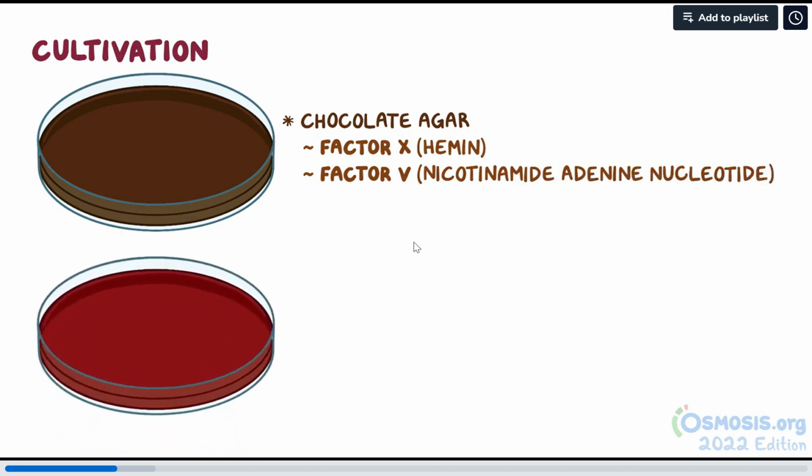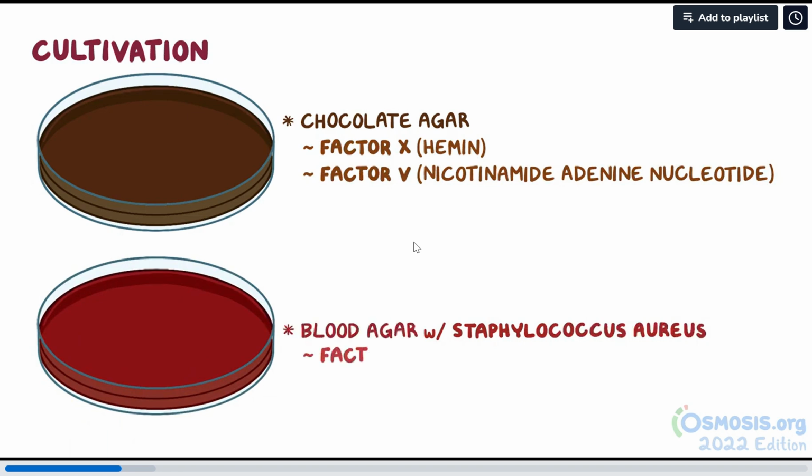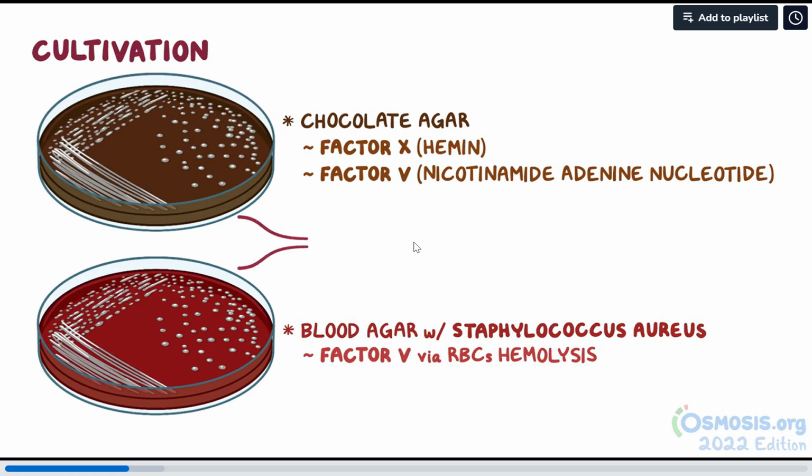Another way to grow it is to grow it with Staphylococcus aureus colonies on blood agar, which provides factor 5 via red blood cell hemolysis. On both blood agar and chocolate agar, Haemophilus influenzae grows into convex, smooth, gray or transparent colonies.